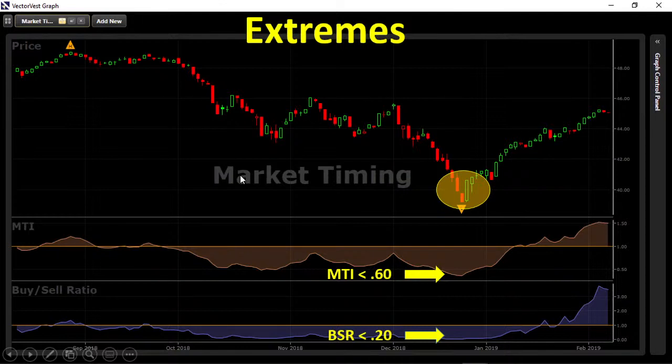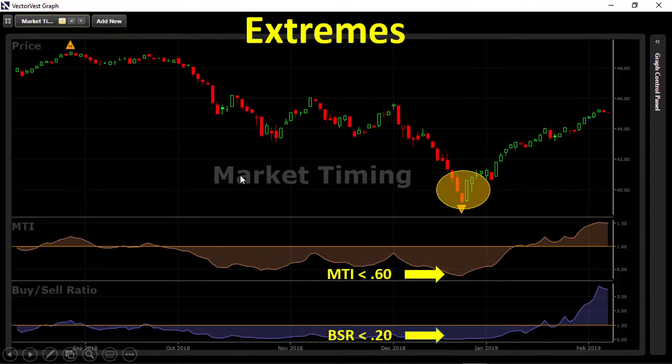Two of our market timing indicators, one called the MTI, the other called the buy to sell ratio. MTI is on a 0 to 2 scale. Buy to sell ratio is a ratio, so it's not on any scale. But when we see that the MTI goes below a level of 0.60, by the way, the MTI identifies the underlying trend, the longer term trend of the market. When the MTI goes below 0.60 and the buy to sell ratio goes below 0.20, the buy to sell ratio is an indicator that looks at how many stocks in our database are getting buy ratings compared to how many stocks are getting sell ratings. That ratio helps us identify strength or weakness in the market.